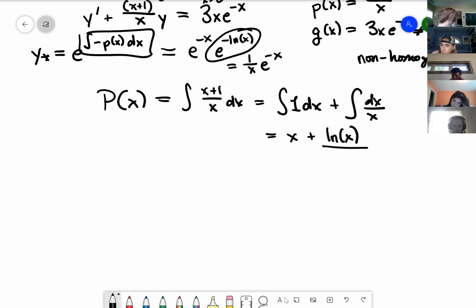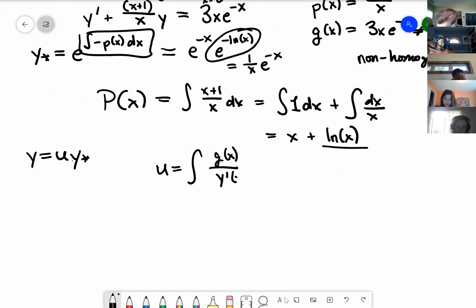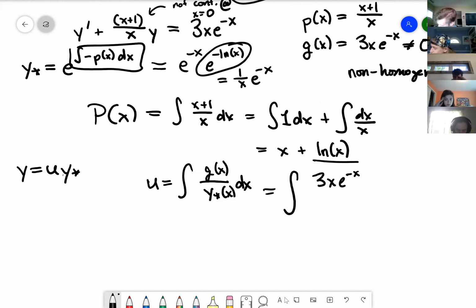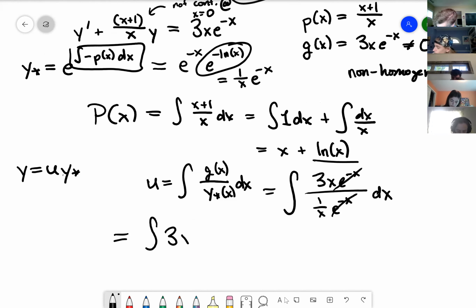Okay. So the next step, we want y is equal to y star times the antiderivative of q of x over y star of x dx. I keep saying y prime, I mean y star. So we want the antiderivative of this. q of x was 3x e to the minus x, and this is all over 1 over x times e to the minus x. Things seem to work out very nicely in our favor. Cancellation all over the place. The integral of 3x squared dx is x cubed.